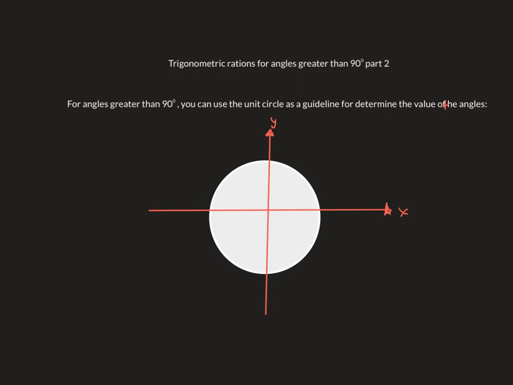Quadrant 1, so they go counterclockwise, so this is quadrant 1, which happens between 0 degrees to 90 degrees. Okay, this is quadrant 2, which happens between 90 degrees to 180 degrees. This is quadrant 3, which happens between 180 degrees to 270 degrees.